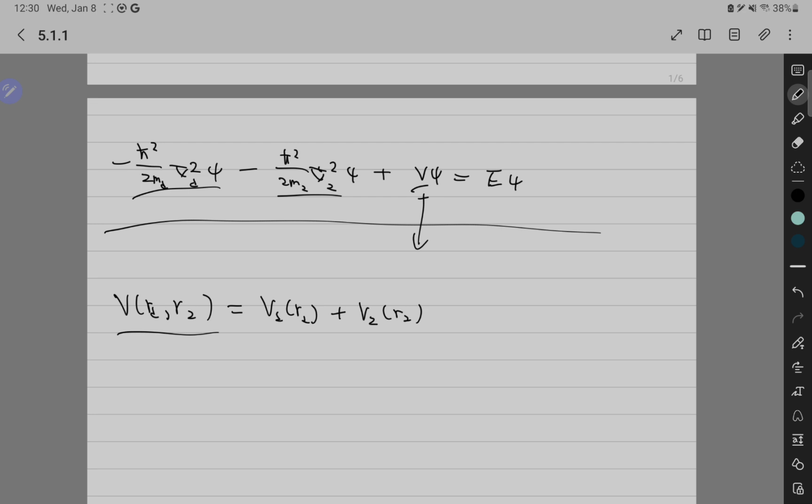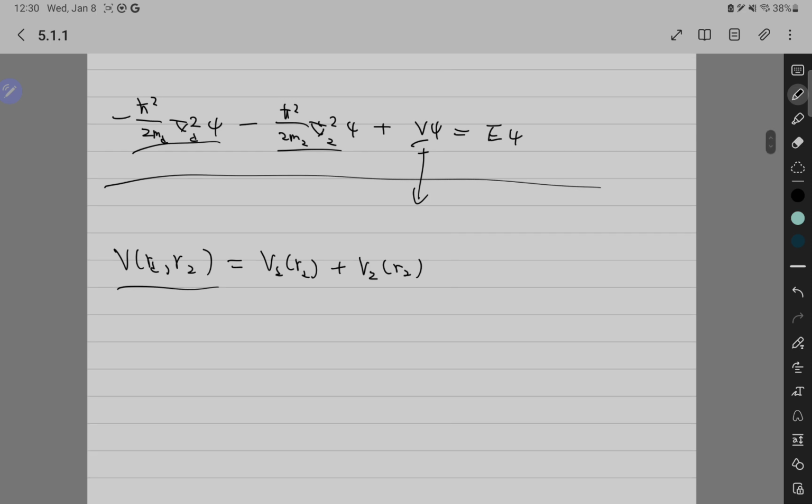Because if these two were independent of each other, then we can write the total potential energy as the summation. Physically, this might mean each particle only feels its own potential. So the net potential in the system will be a summation of their own potentials, because we're assuming no interaction between them. So now, because the potential is separate, we can have a product form of the total wave function. This part might be a little confusing if you're just reading off the textbook, but I'm going to try my best to explain here, right?